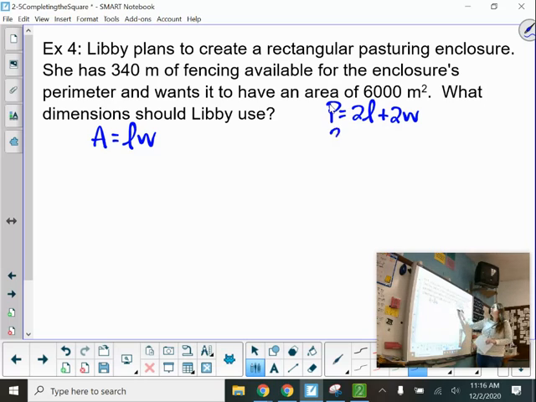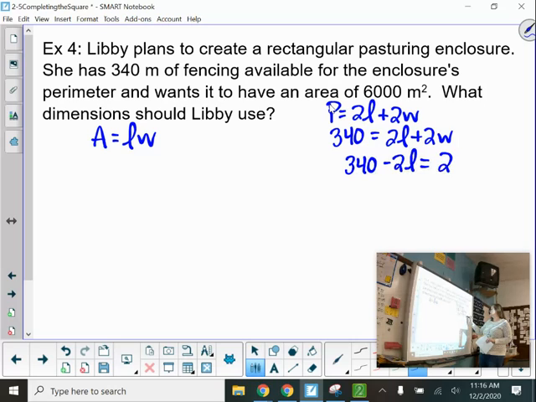I know that 340 is my perimeter. And for this type of question, I'm going to put everything in terms of length. So I'm going to take my perimeter equation and solve for W, because then all I'll be left with is my L variable. I'm going to subtract the 2L, so I have 340 minus 2L is equal to 2W, and then I'm going to divide everything by 2, so I get 170 minus L is W. So anywhere there is a W, I can substitute in 170 minus L.